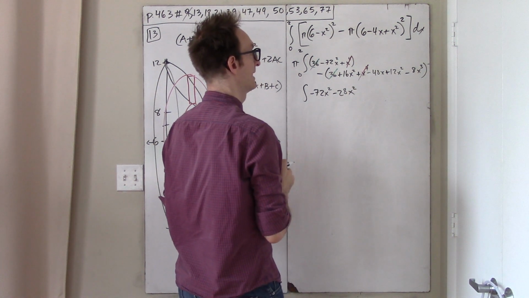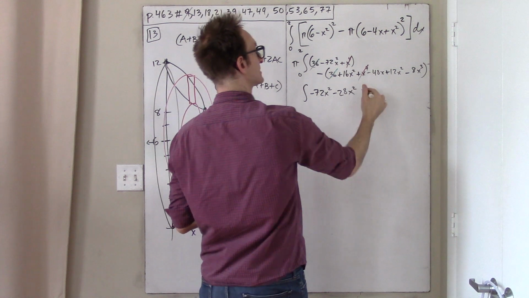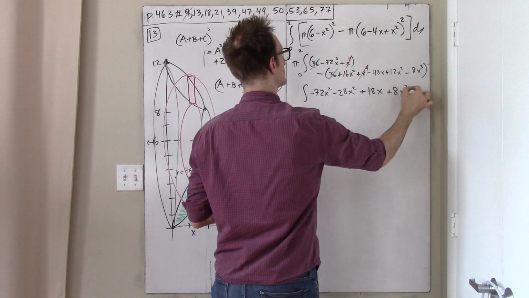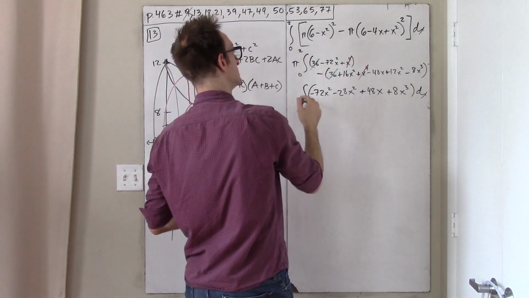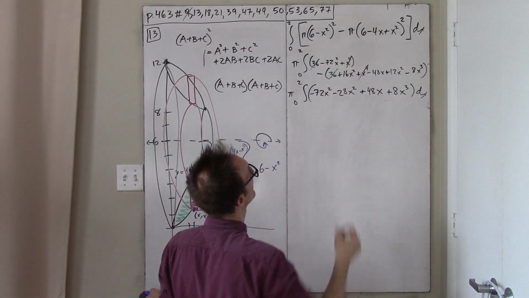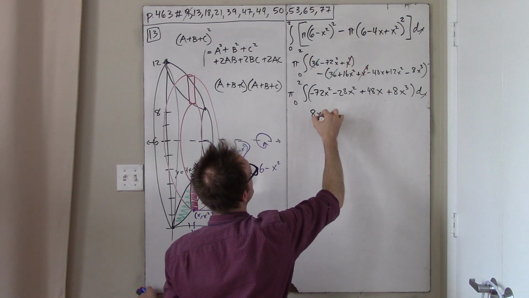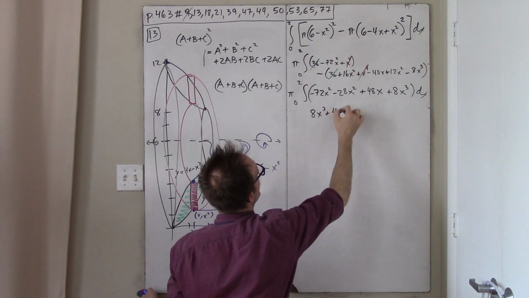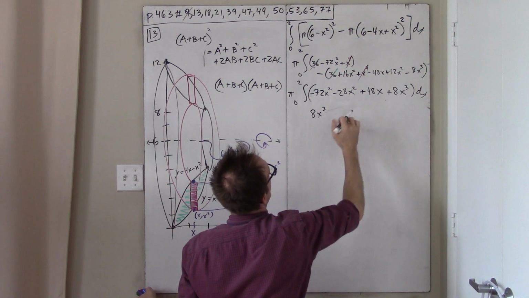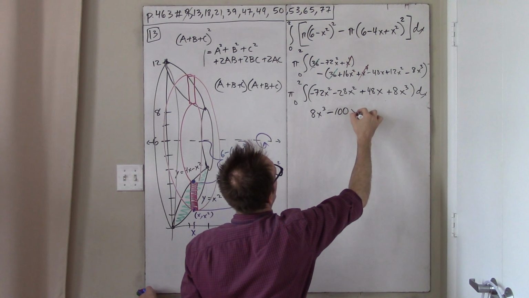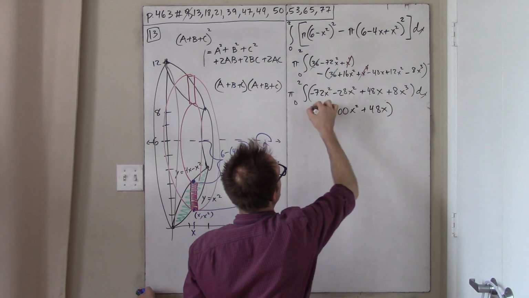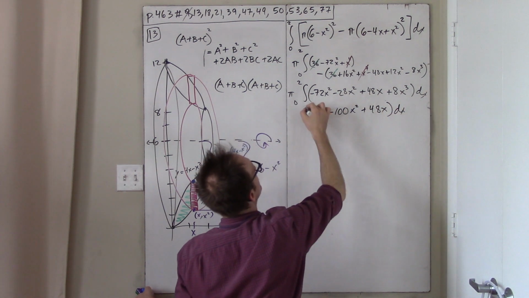And then plus 48x and plus 8x cubed. So if you're following all this, and I almost hope you aren't, this is 8x cubed, or rather, I should write this as minus 100x squared, because that's what it is, plus 48x. And now that's maybe not so bad.